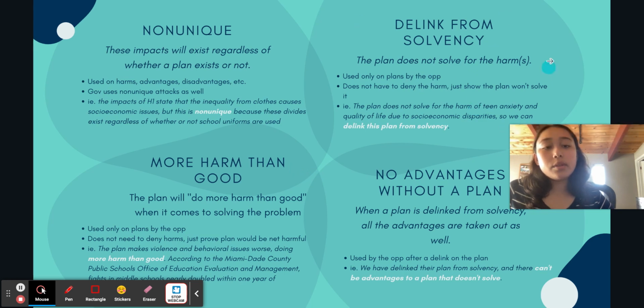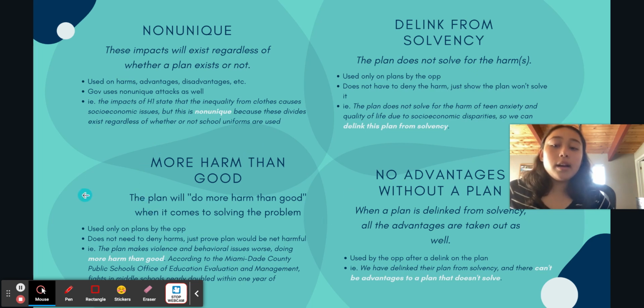Then we have this dealing from solvency, which is where you're saying the plan does not solve for the harms presented. Used only by the op on plans, and doesn't actually have to deny the harm. So here you're saying, okay, maybe we agree climate change exists. However, this doesn't matter because the plan doesn't fix this problem, and so we're going to delink this plan from solvency. So here's this example for the specific resolution we're using. So the plan does not solve for the harm of teen anxiety and quality of life due to socioeconomic disparities because these disparities will exist regardless. Therefore, we can delink this plan from solvency and prove that it doesn't work.